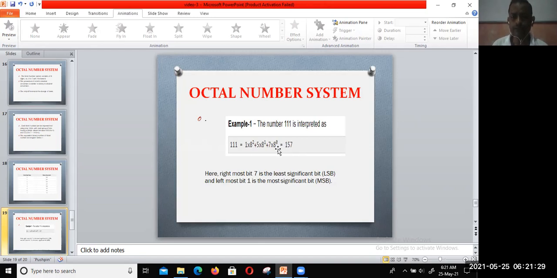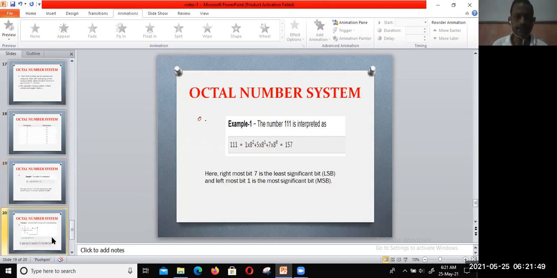When you sum up, 8 to the power 0 is 1, then 5 into 8 to the power 1 is 40, and 8 square is 64. When you sum up, we get 111. Right. So this way you can convert.